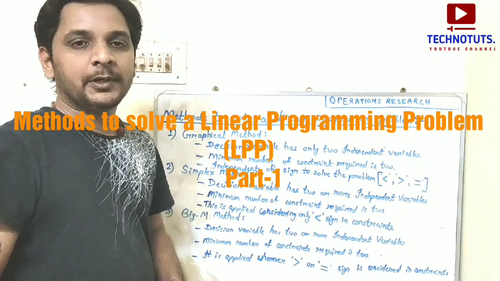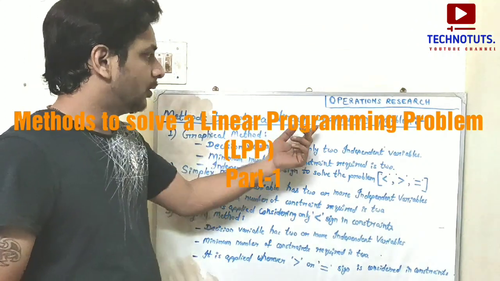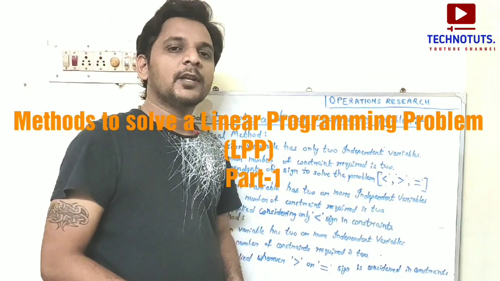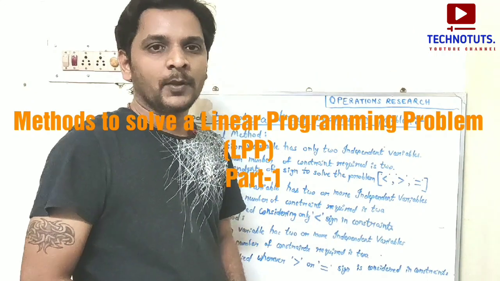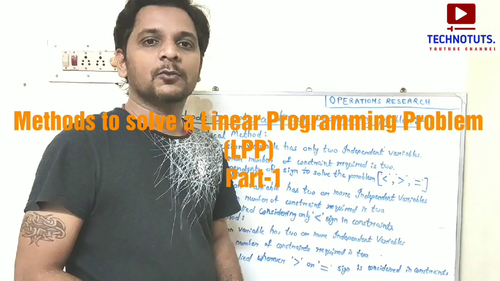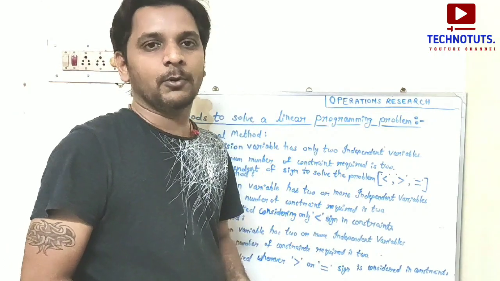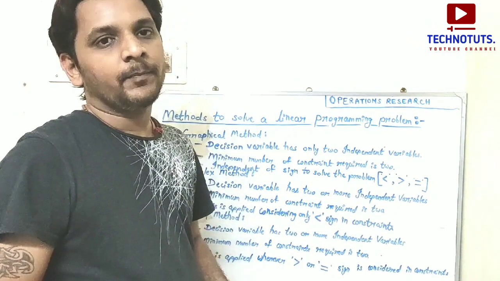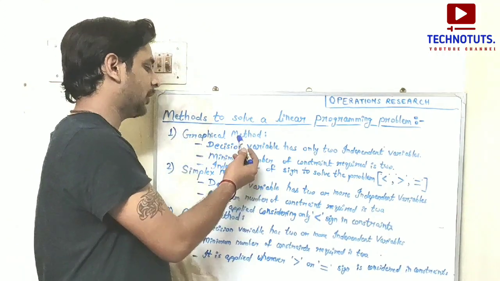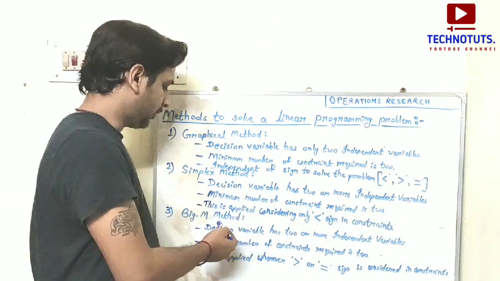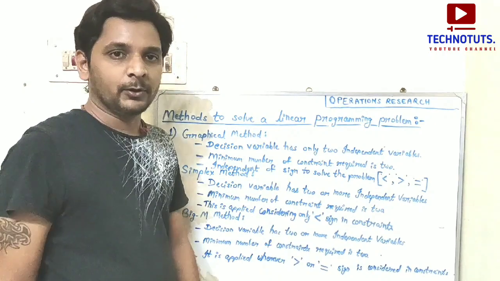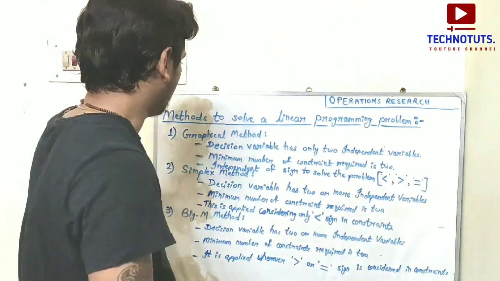Our topic in this video is methods to solve a linear programming problem. There are various methods to solve a linear programming problem, but the basic methods for an LPP are three. One by one we will study them. The first method is the graphical method, then the simplex method, then the big M method. These are the three methods we are going to study today.